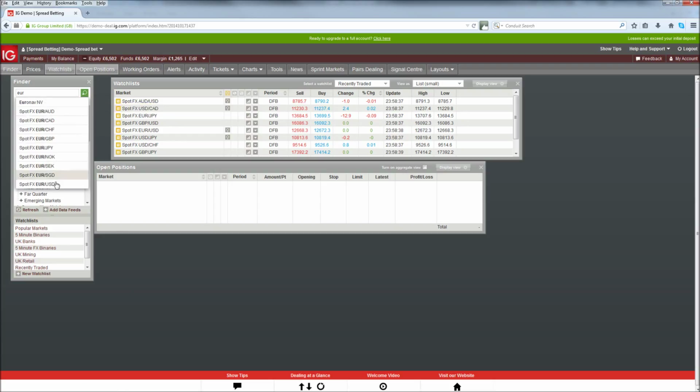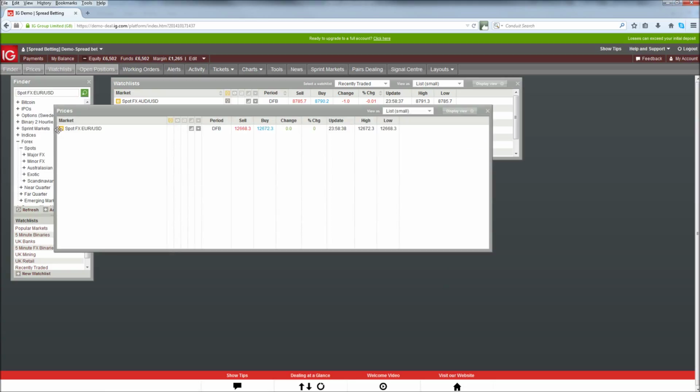Okay, now because the market's closed, I might have a hard time. See, I can't even click on it. This is just great. Okay, so I'm just going to have to use this for now. You can even go on YouTube and search IG market spread betting, and it'll show you what the tickets look like and how you can place your orders.